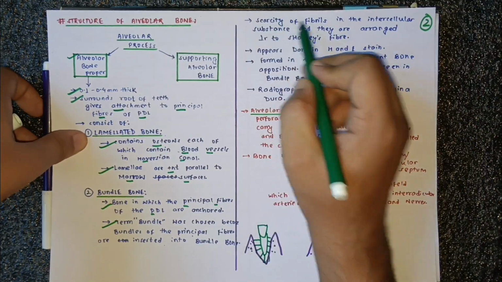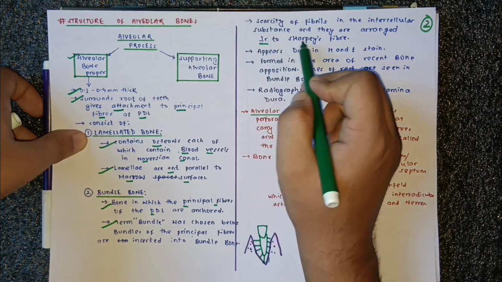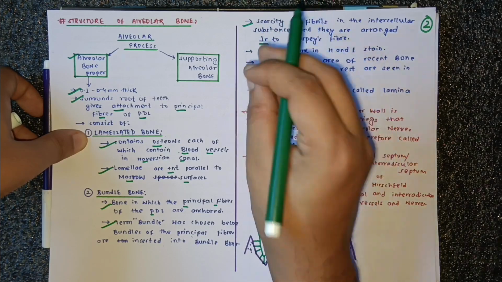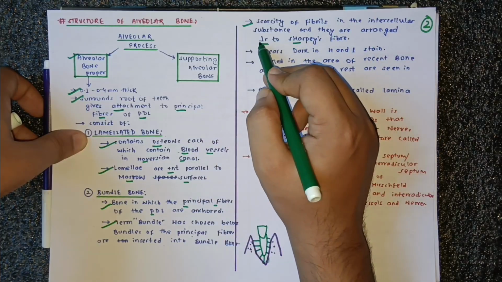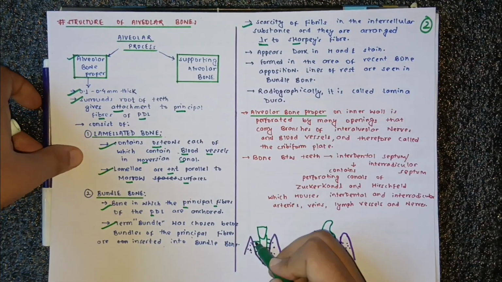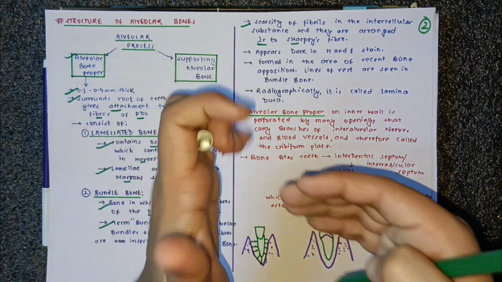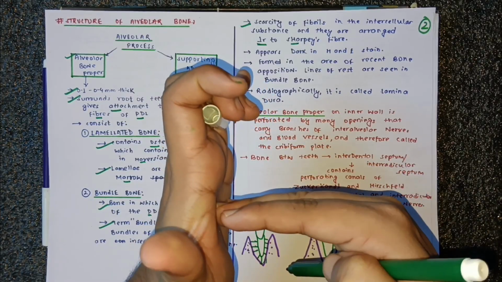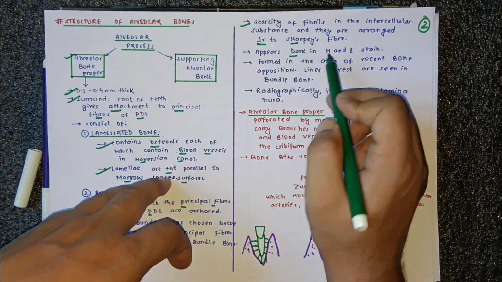After that, there is scarcity of fibrils in the intercellular substance, and they are arranged perpendicular to the surface fiber. The fibrils are scarce there, less in number in the intercellular substance of the bundle bone. This is a surface fiber, and the fibers at this portion are quite straight and perpendicular to it, like this. These are the fibrils in the bundle bone, and this is the surface fiber, so they are at 90 degrees.